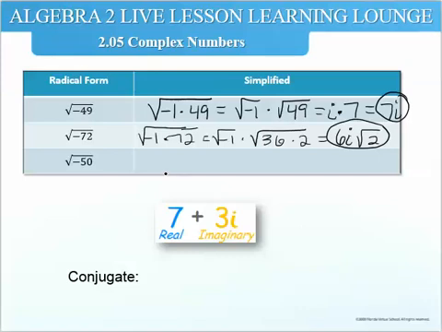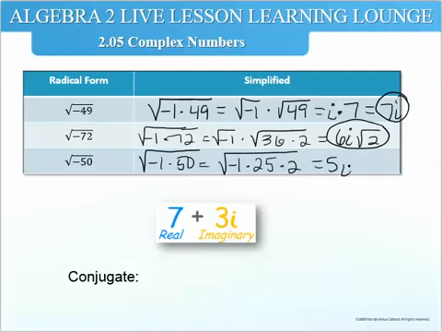We can take a similar approach with the square root of -50. Square root of -1 times 50. I'm going to rewrite this as -1 times 25 times 2. So again, square root of 25 is 5. Square root of -1 is I. And we're left with a square root of 2.